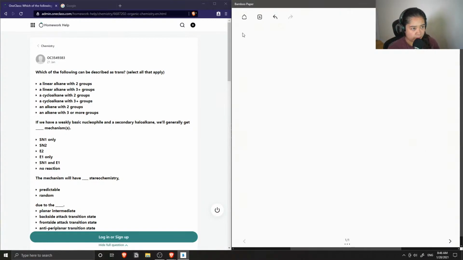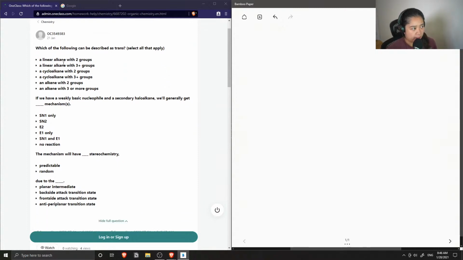Okay, so question 1 is a series of different questions, and we have to answer these multiple choice type questions. The first is, which of the following can be described as a trans, and select all that apply. Is it a linear alkane with 2 groups, a linear alkane with 3 plus groups, a cycloalkane with 2 groups, a cycloalkane with 3 plus groups, or an alkene with 2 groups, or an alkene with 3 or more groups?